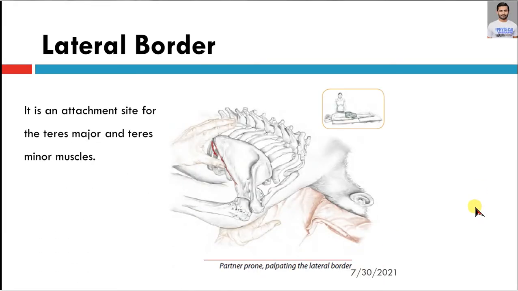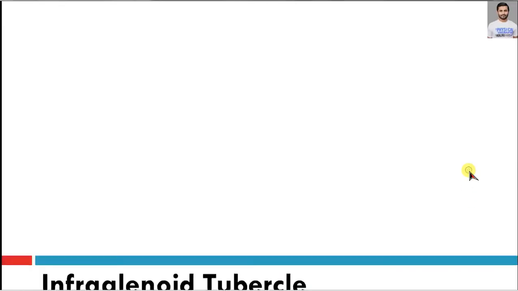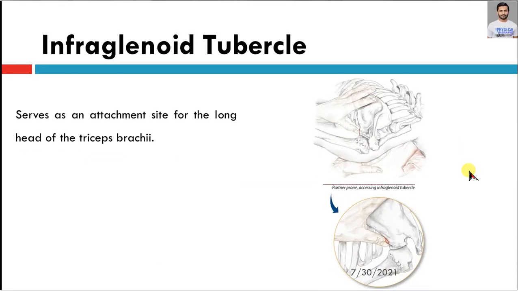Then the lateral border is very easy to palpate, because this is the region that has very little muscle mass, and it is an attachment site for teres major and teres minor muscles. The infraglenoid tubercle, because of its close proximity to the glenoid fossa, is sometimes very hard to palpate, but with some practice you can easily palpate it, and it serves as an attachment site to the long head of the triceps brachii muscle.